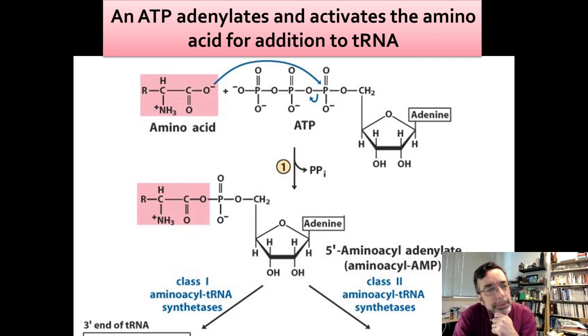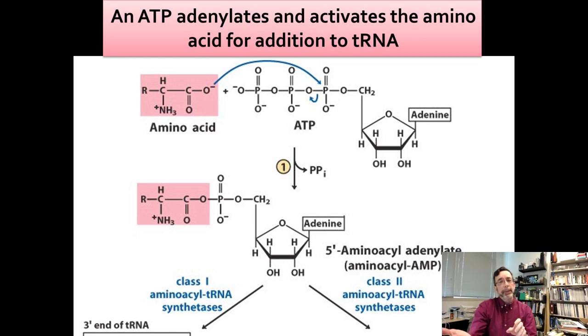So how does that happen? It's an enzyme, so let's talk about it. Again, it's phosphate chemistry. This one's a little more interesting than most of the other phosphate chemistry we see. You take the amino acid, the carboxyl group of it will attack the alpha phosphate. You're used to this by now. This means you'll end up adenylating the amino acid.